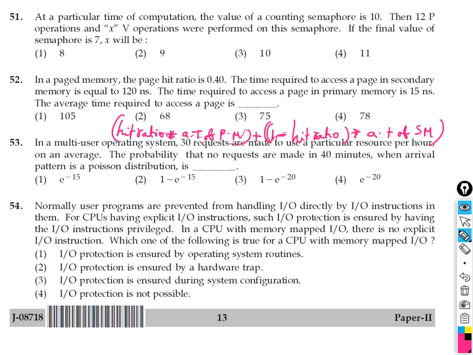So what is the hit ratio? 0.40. So 0.4 into access time of primary memory is 15 nanoseconds plus 1 minus hit ratio is 0.60 multiplied by access time of secondary memory is 120 nanoseconds. So 0.4 into 15, that is 6. So 6 plus 0.6 into 120, 72. That is equivalent to 78. So what is the answer? 78 nanoseconds.